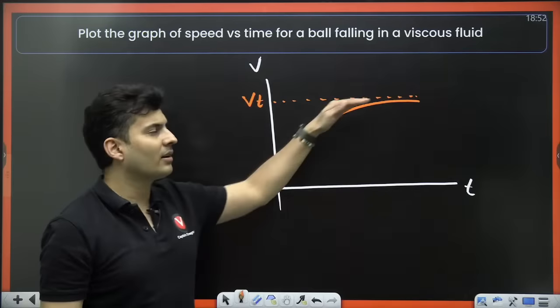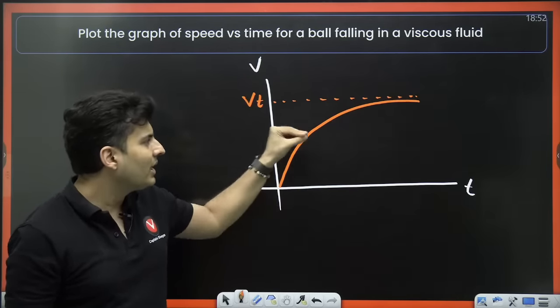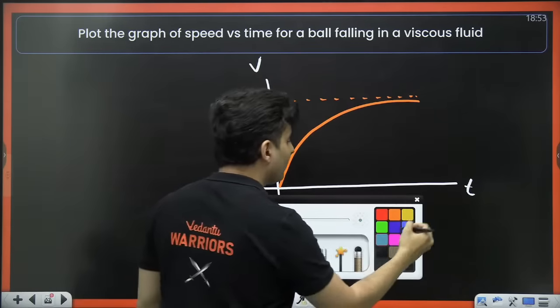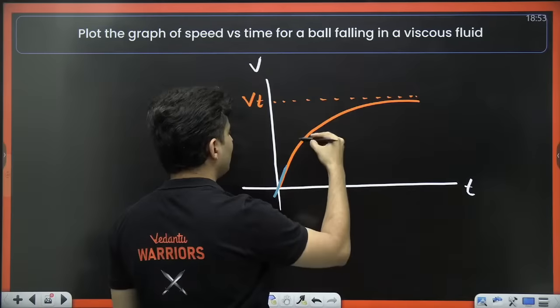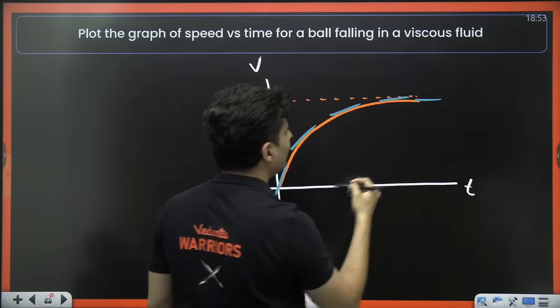So the graph is a curved line because initially it increases, but then it won't increase so much because acceleration is reducing. You can see that by drawing the tangent. Here the tangent will be like this, here it will be like this, here it will be like this. Finally, it will be zero.